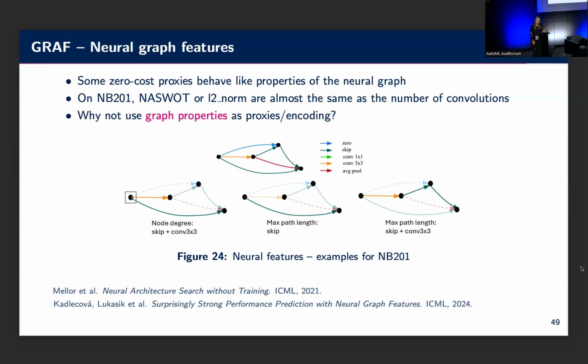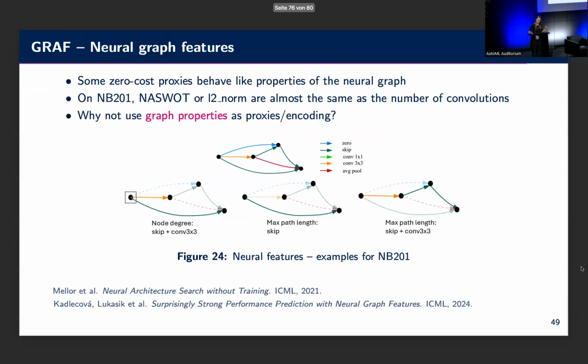So on the left, it's the node degree if you count only skip connections and 3x3 convolutions. So in this case, it's 2. Then you've got the maximum path length. So the maximum number of operations you can take from the input to the output when you restrict yourself only to the skip connections. So if it's only the skip connection, the maximum is 1. But once you allow skip connection and convolution 3x3, it becomes 3.